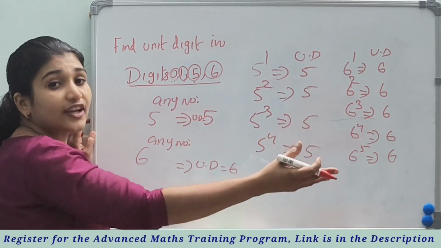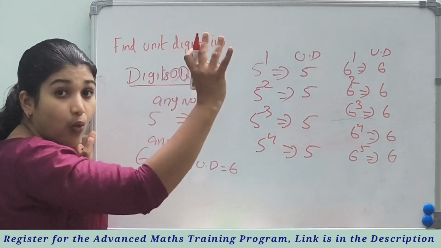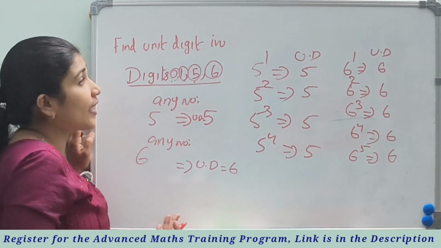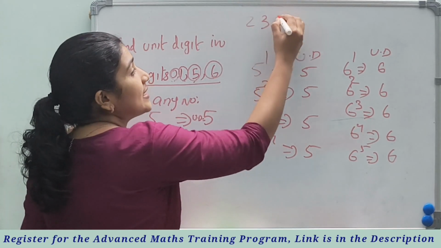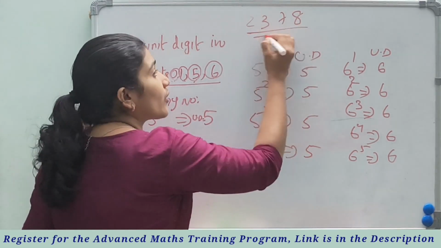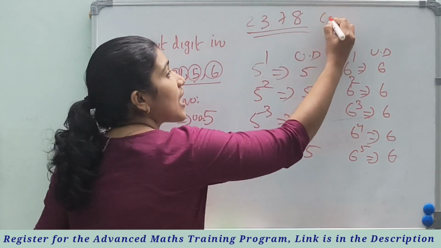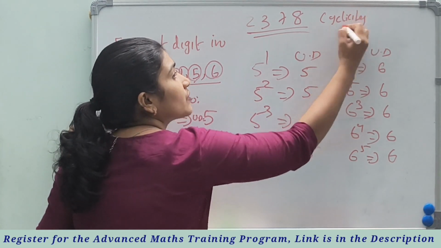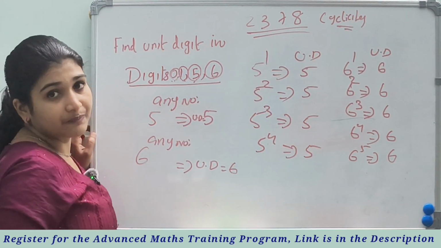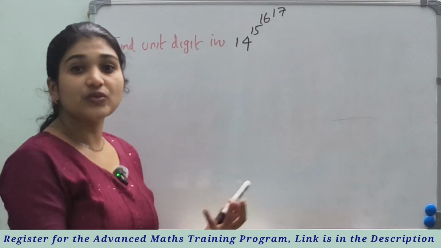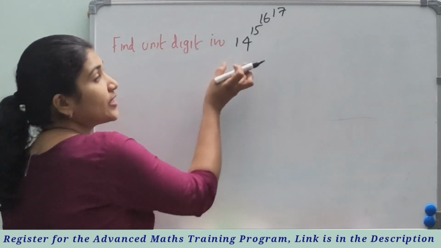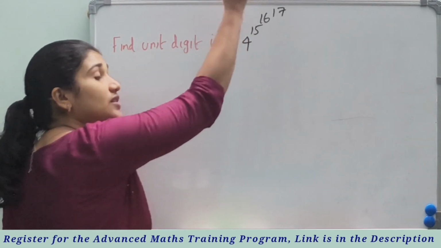And club 4 and 9 together, which are based on the odd-even property. Now we have 2, 3, 7 and 8, only 4 numbers, and these 4 numbers have cyclicity, which is also simple. Now based on this property, we can find the unit digit in 14 raised to 15 raised to 16 raised to 17.